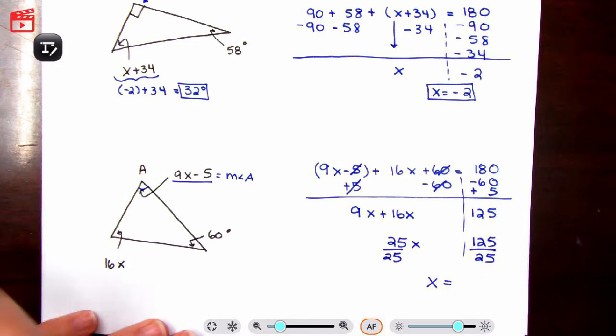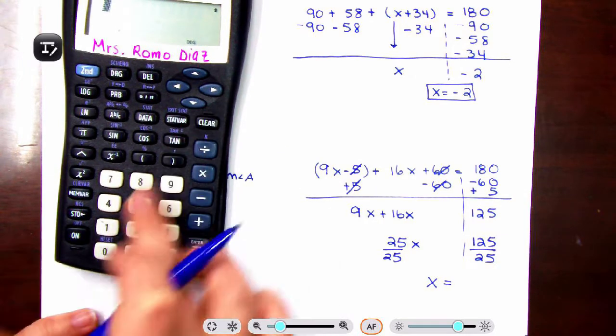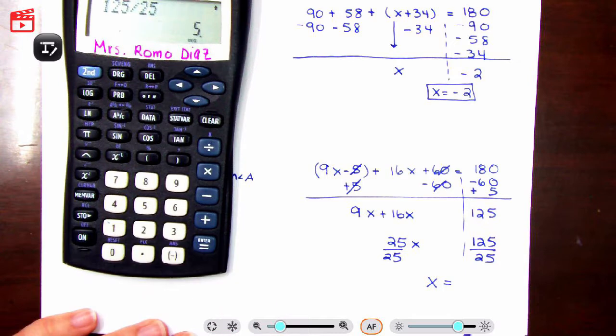X is then equal to, and if I'm going too fast, please stop the video and slow it down. So I have 5.